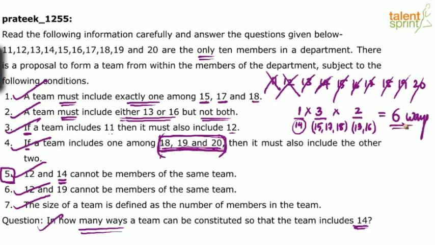Anyway, for the sake of clarity, you should not do this in the exam, but for the sake of clarity, I would like to list down all the 6 teams. Alright, let us do that. Just for the sake of clarity. In the exam, you need not do this. In the exam, you should mark the answer as 6. But let us see what the 6 teams are.